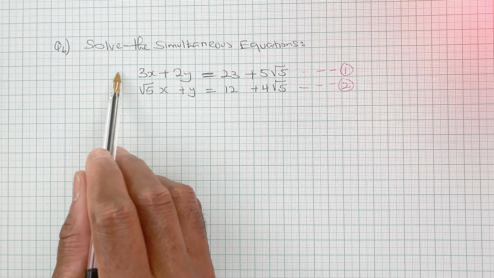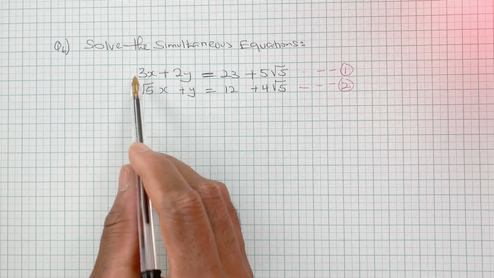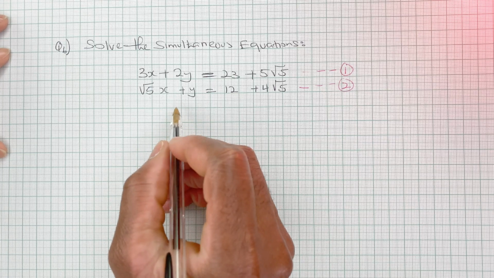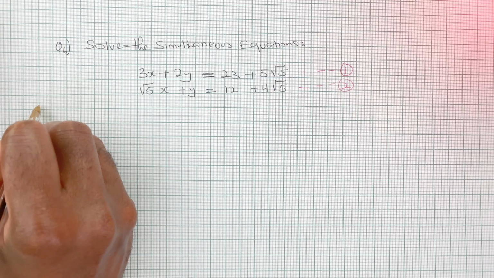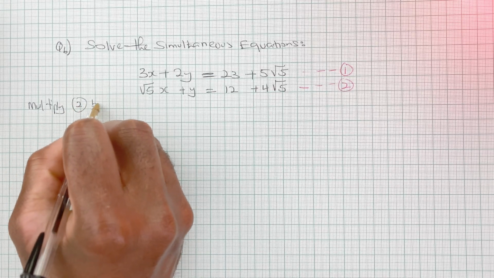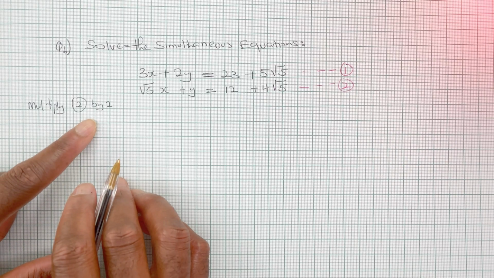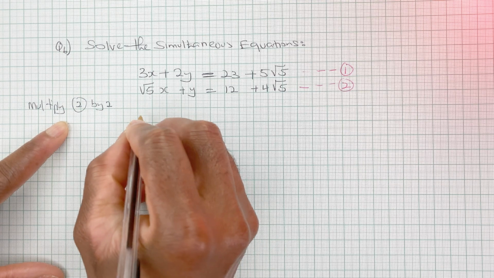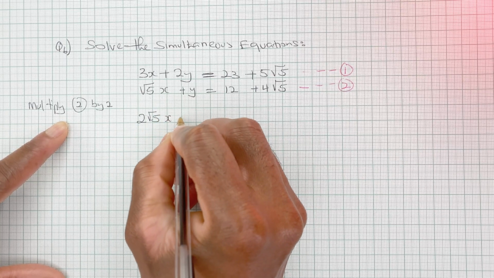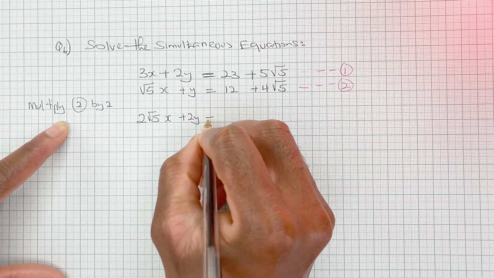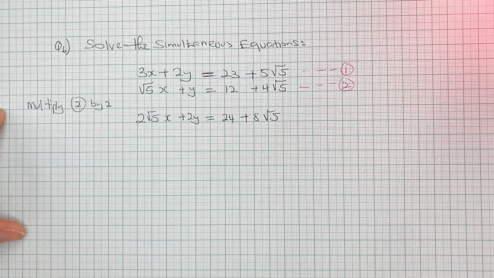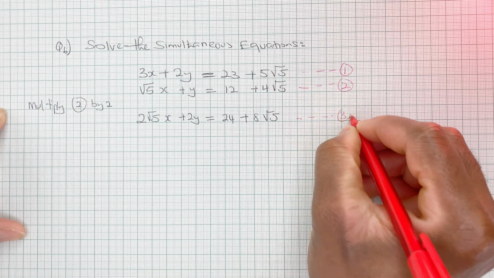Or I could try to make equation 1 the same, but it's a bit difficult to do that. It's not that it's difficult, but making y the same is easier. So I'm going to multiply equation 2 by 2. I will write that instruction because it's important, telling the examiner what I'm doing. So I will go 2 root 5x plus 2y will be equal to 24 plus 8 root 5. And I'm going to call that a new equation, equation 3. So that's equation 1.